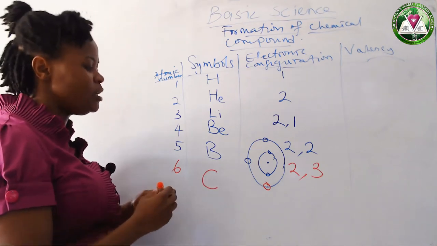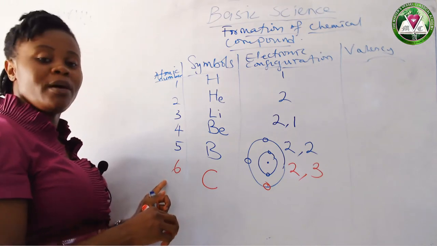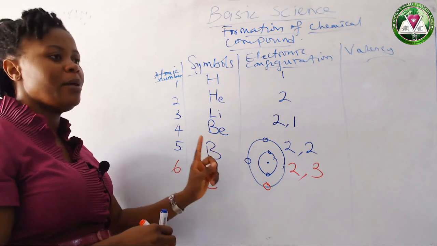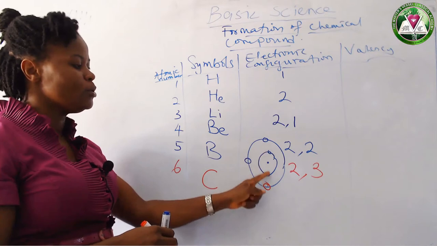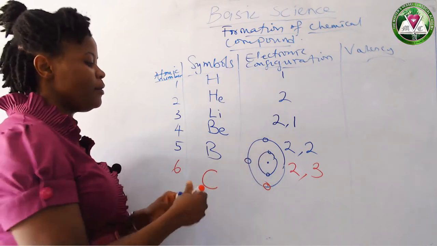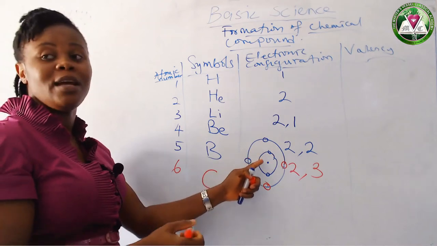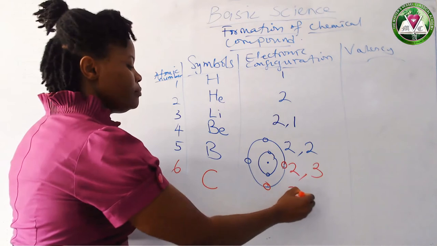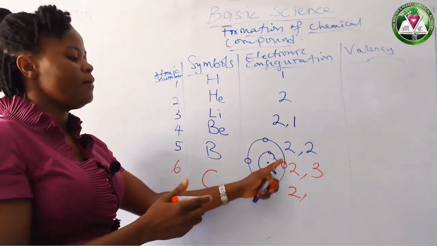If we are to draw the structure, how do we draw it? What's the atomic number for carbon? 6. And the structure must have the same number represented in it. So we have 1, 2, 3, 4, 5, 6. So we'll write them out. The first shell has how many electrons? 1, 2. We'll write 2. The second shell, 1, 2, 3, 4.